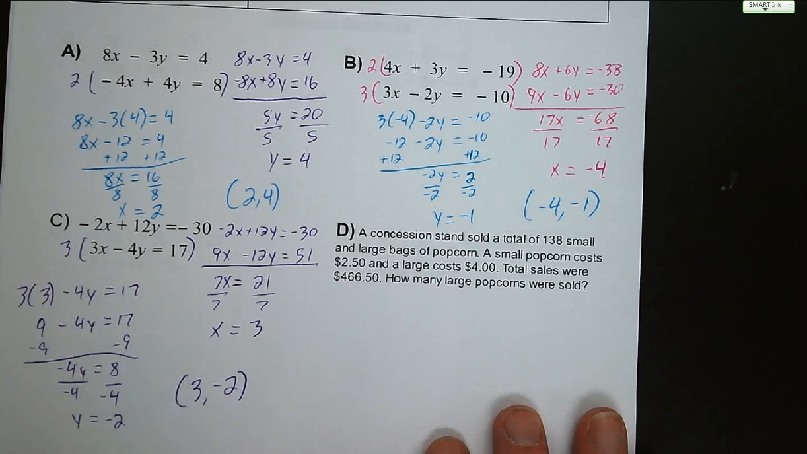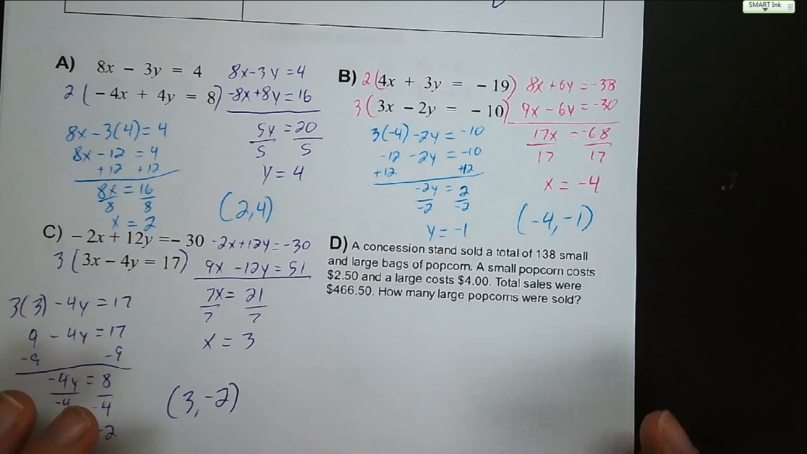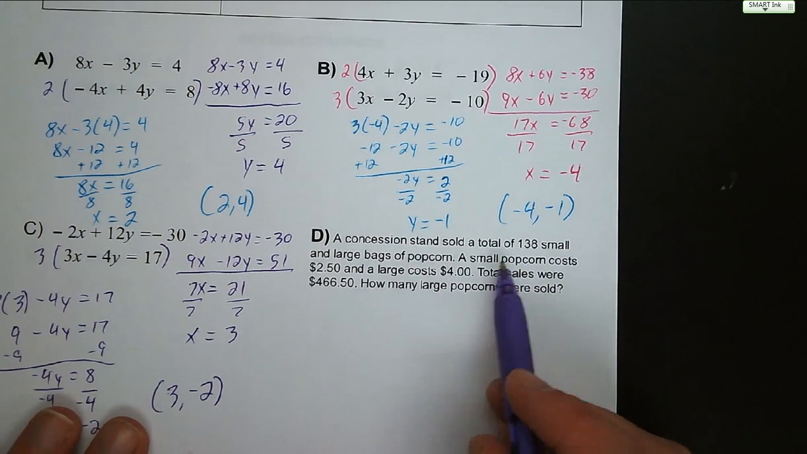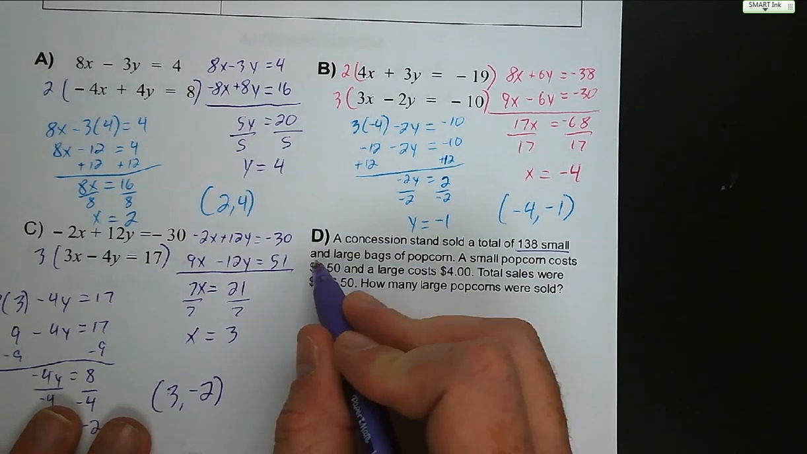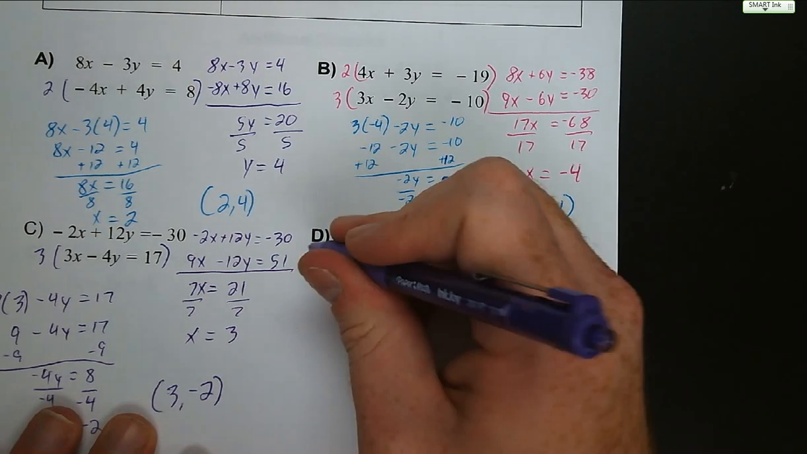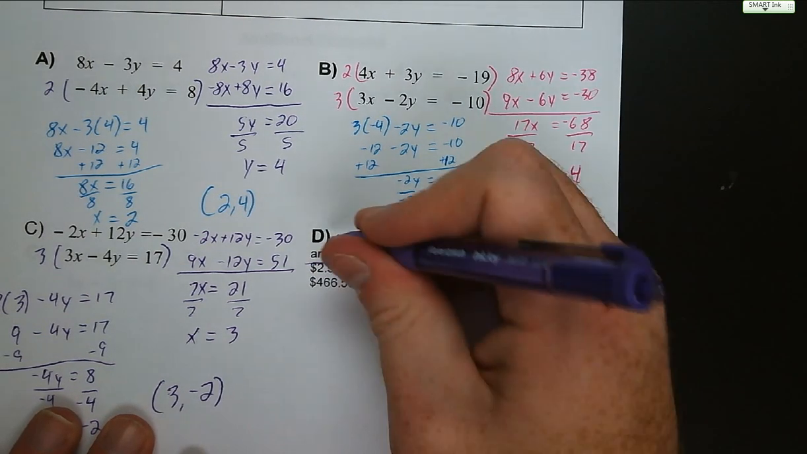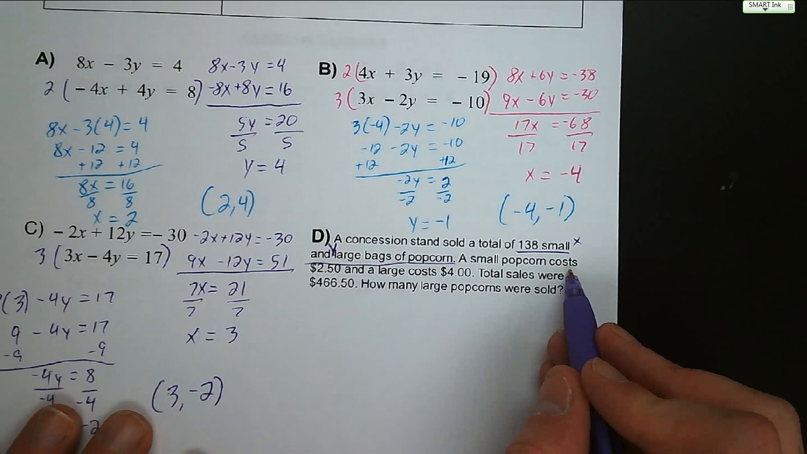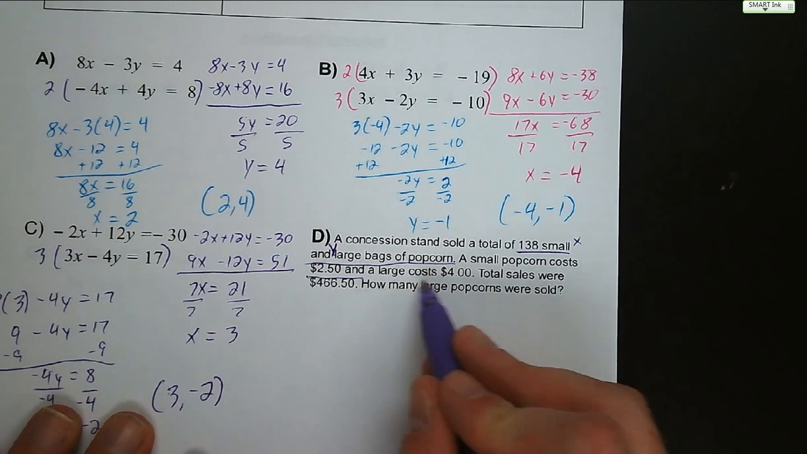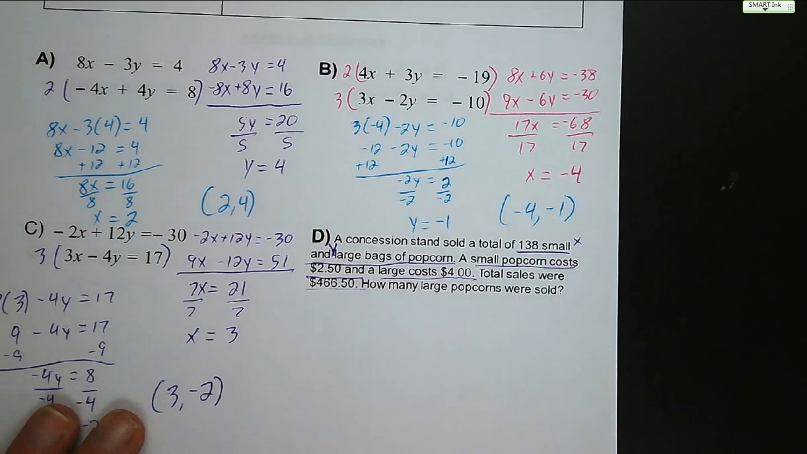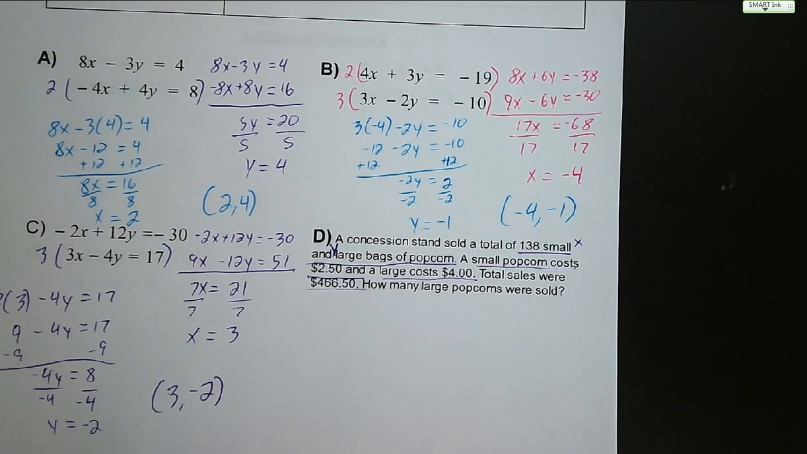All right, letter D, you had to write your two equations first before you could solve them. So we have a concession stand sold a total of 138 small and large bags of popcorn. Let's say small bags are X, large bags are Y. If you said they were the opposite, then your answers will just be flipped for X and Y. A small popcorn cost $2.50 and a large cost $4. Total sales were $466.50. So we've got two equations to write.